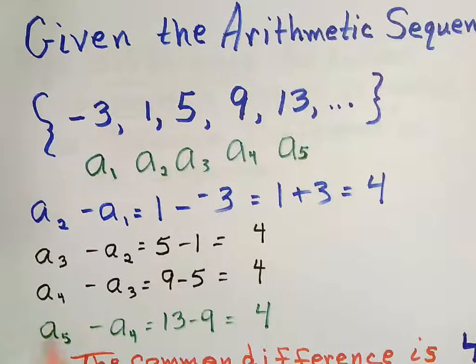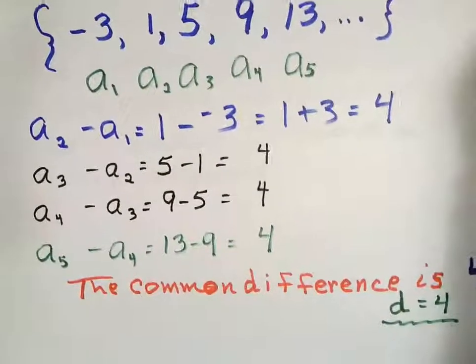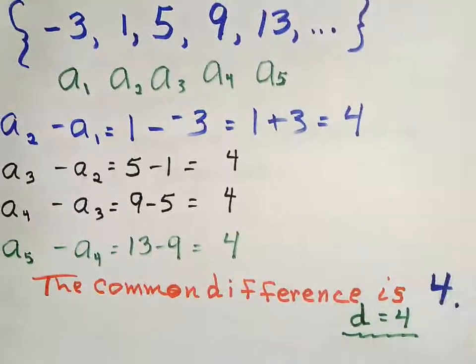A sub 4 minus a sub 3 gives us 9 minus 5, which is 4. A sub 5 minus a sub 4 gives us 13 minus 9, which is 4. All of these have a common difference of 4. That is how we know that it's an arithmetic sequence. If you take any 2 consecutive terms and subtract them, you get the same number. We use the letter D to represent the common difference, so our common difference here is 4.